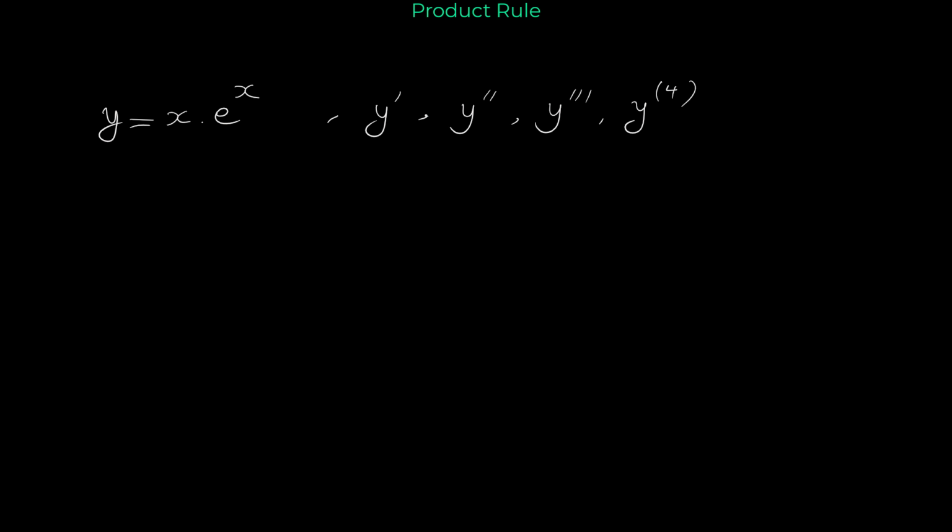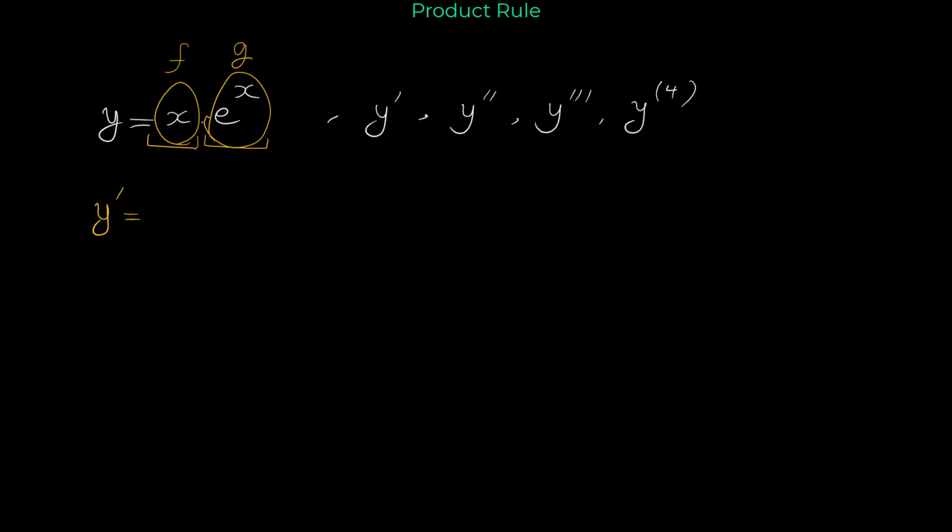Attention that for finding y prime, we need to use the product rule to find the derivative of this function, because here we have two functions, x and e to the x. F is x and g is e to the x. For finding the derivative of f times g, we have to use the product rule. What was the product rule again? Take the derivative of the first function. Derivative of x is 1.